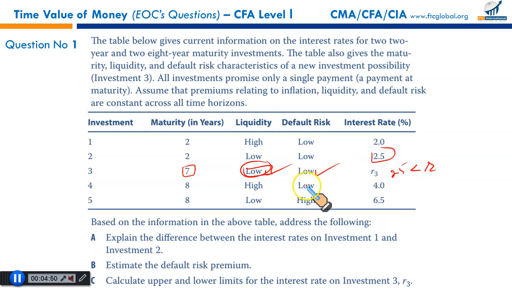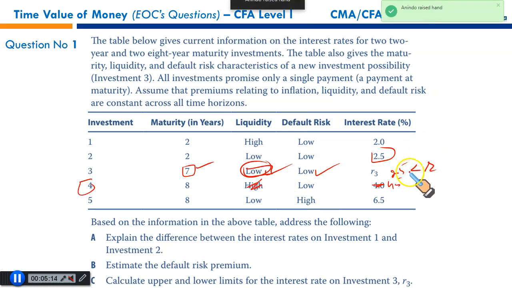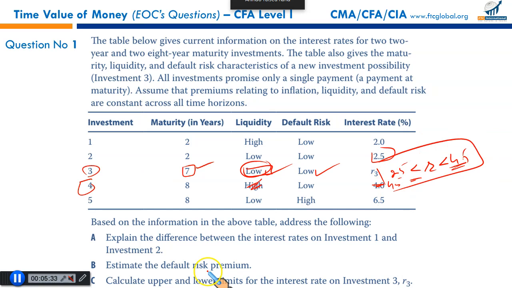Now, since it has low default risk, we already determined the return for the comparable investment to be 4.5%. Since this has a lower maturity period of 7 years, it has to have a return of less than 4.5%. So the return range for investment 3 has to be greater than 2.5 and less than 4.5. Greater than 2.5 because it has low liquidity, and less than 4.5 because it has a lower period of maturity. So that gives the range between 2.5 and 4.5.